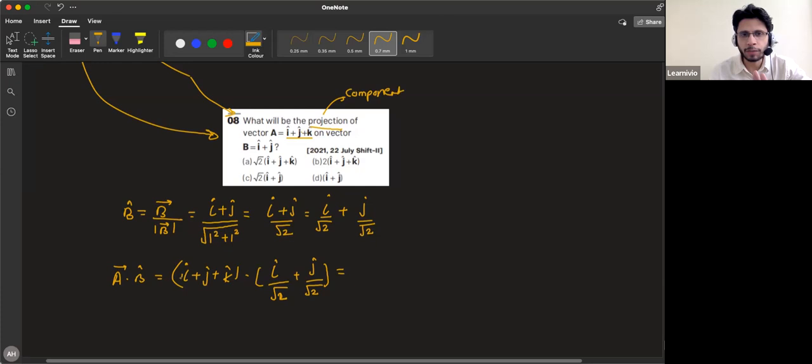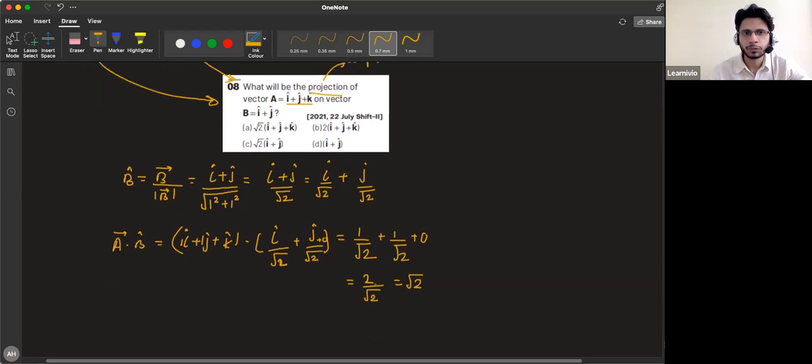See, the coefficient of I cap is 1 and the coefficient of I cap is 1 by root 2, so it's 1 into 1 by root 2, that is 1 by root 2. Coefficient of J cap is 1 and coefficient of J cap is 1 by root 2, so that's plus 1 by root 2. There is no K cap here, so the coefficient of K cap is 0 and the third term will be 0. So this is 2 divided by root 2, which is root 2. So that's A dot B cap.